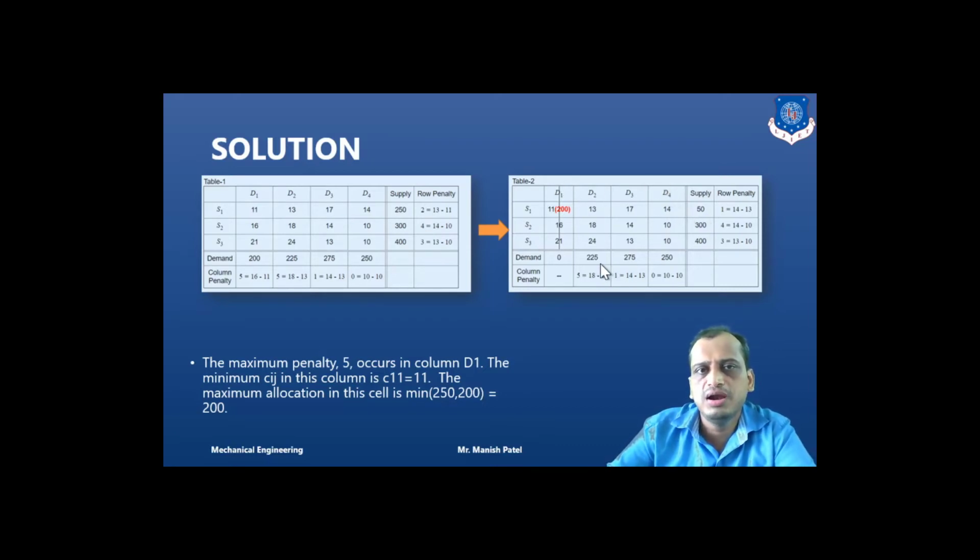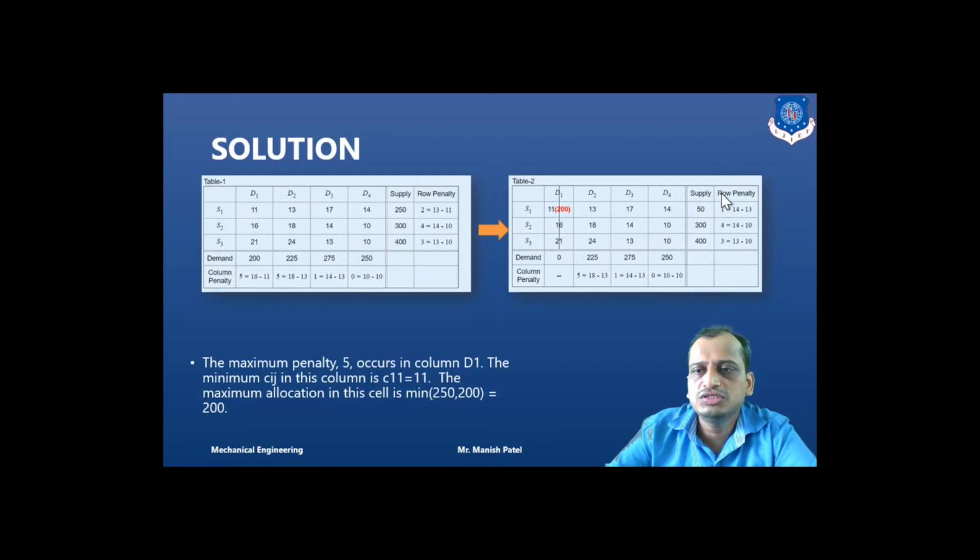We will find out the row penalty and column penalty. Here, 14 minus 13 is equal to 1. That is the row penalty. Same, 14 minus 10 is 4. And accordingly we will find out the row penalties and column penalties. Here for the column we have 13 at the lowest and the second lowest is 18. So 18 minus 13 is 5, and 1 and 0.